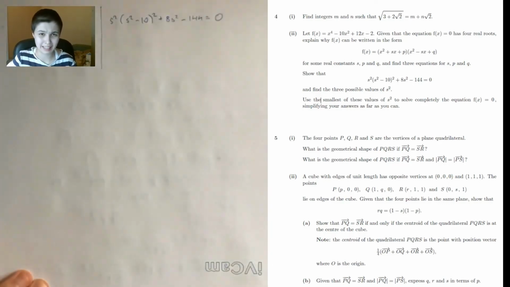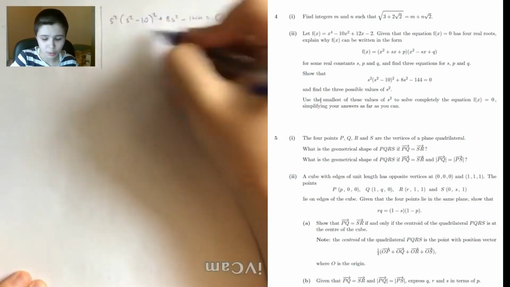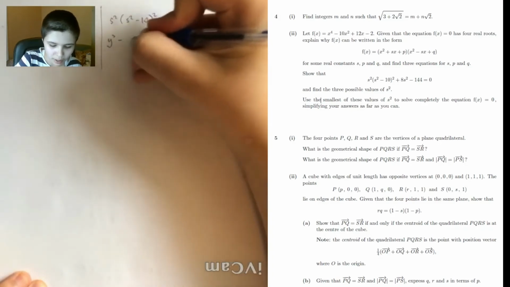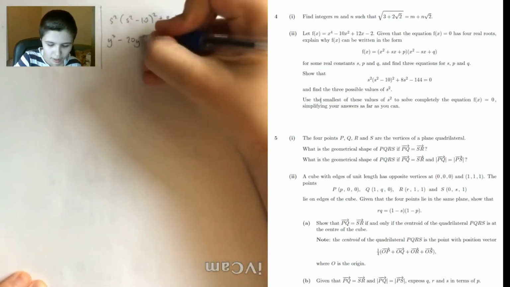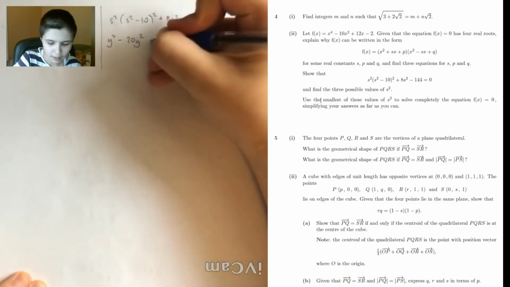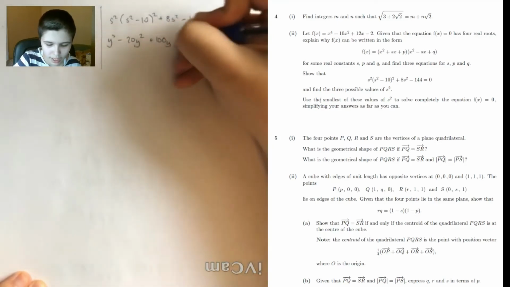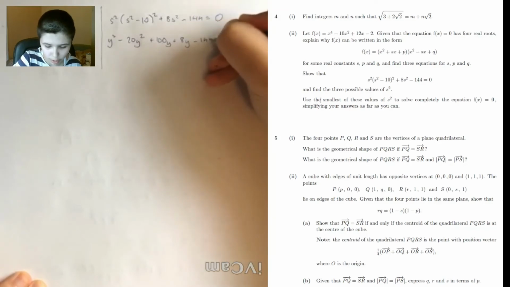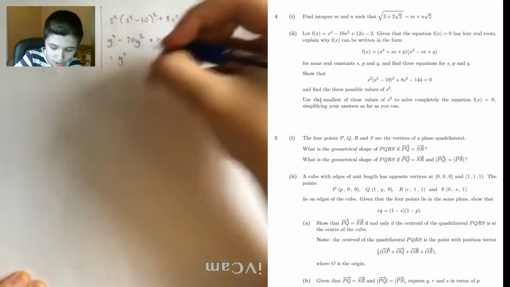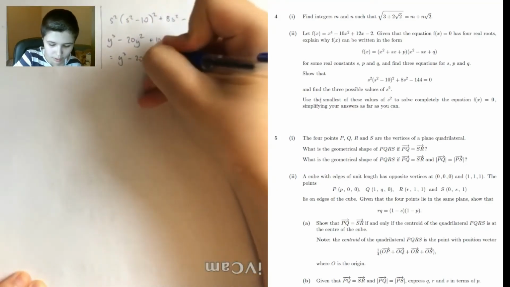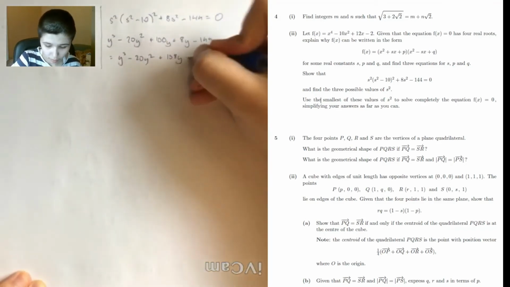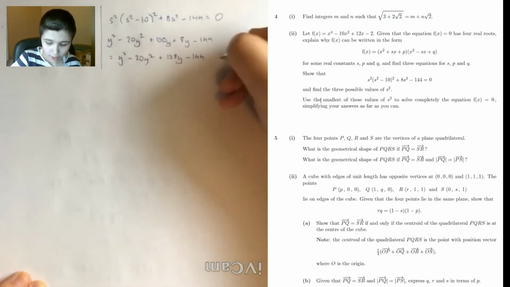To solve for s squared, I'm just going to replace s squared with a y because I find it easier. I'm also going to expand this, so that's going to give me y cubed minus 20y squared plus 100y plus 8y minus 144, which is y cubed minus 20y squared plus 108y minus 144 equals 0.